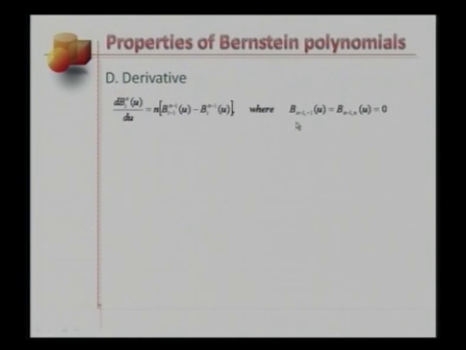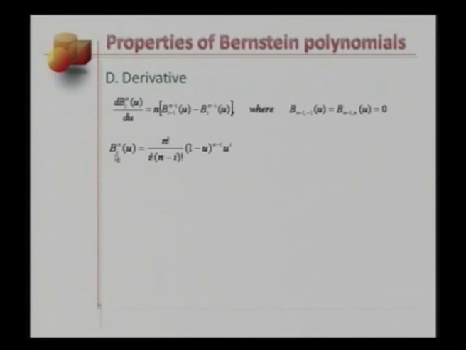Notice that I'm using a slightly different convention for Bernstein polynomials over here. The first term here represents the degree, which is the same if I represent the degree by the superscript here. Many books tend to follow this notation.